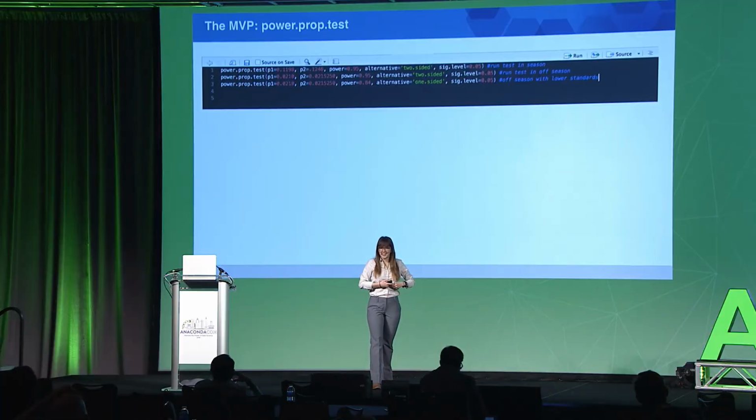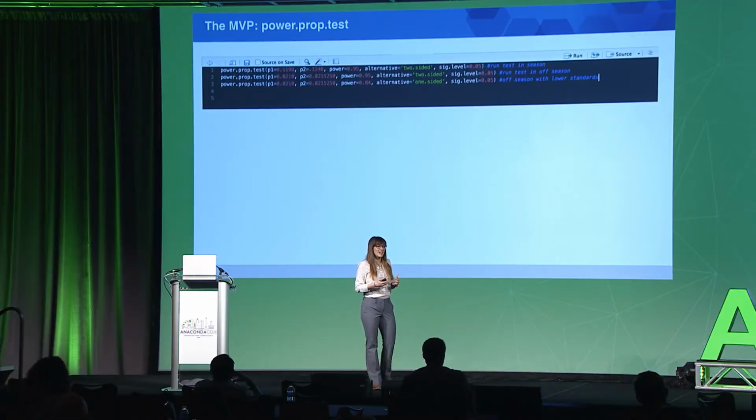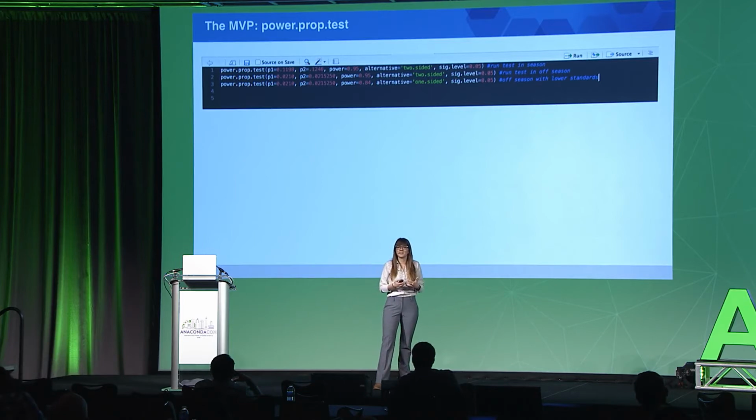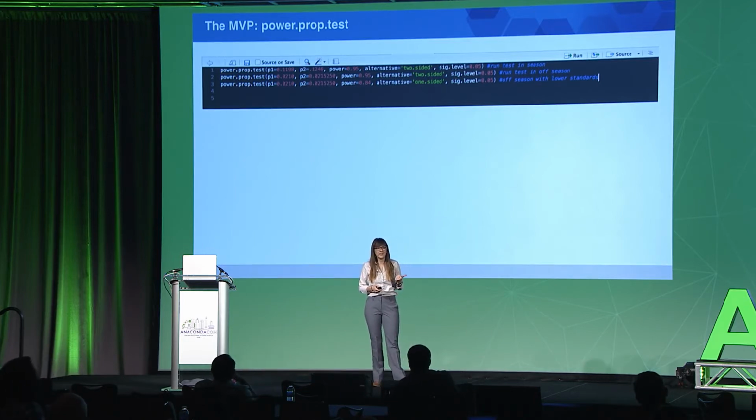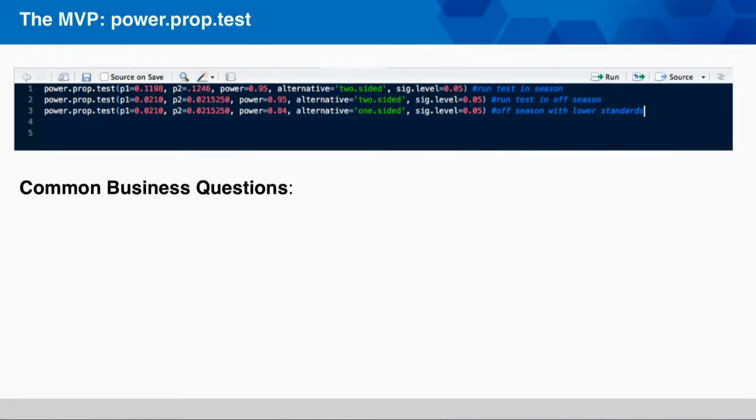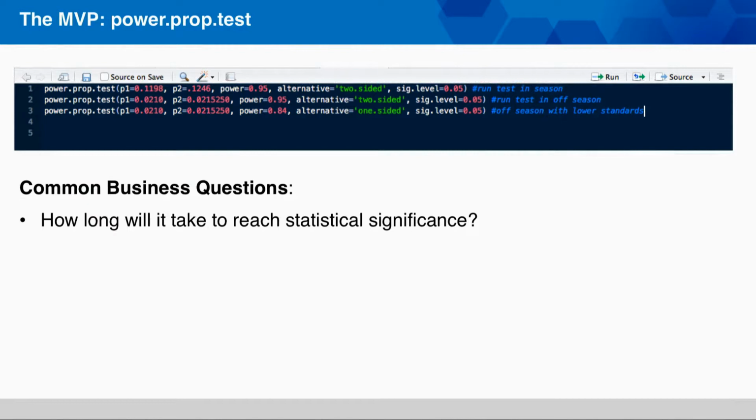The first one is a proportions test. I call it the MVP because you run it for literally everything. This goes back to helping people understand their sample size estimates and how long a test is going to take to run. The common business questions that go with that are, how long is it going to take me to reach statistical significance? And then I answer, and usually it's, okay, but my lift is going to be better than you're projecting. What if my lift is better?